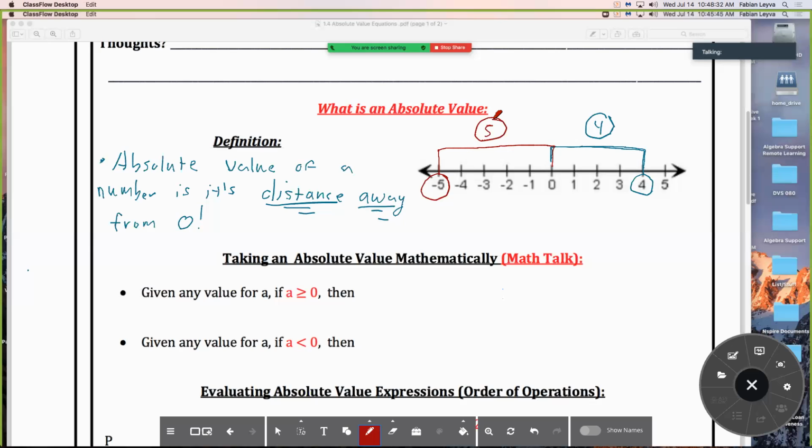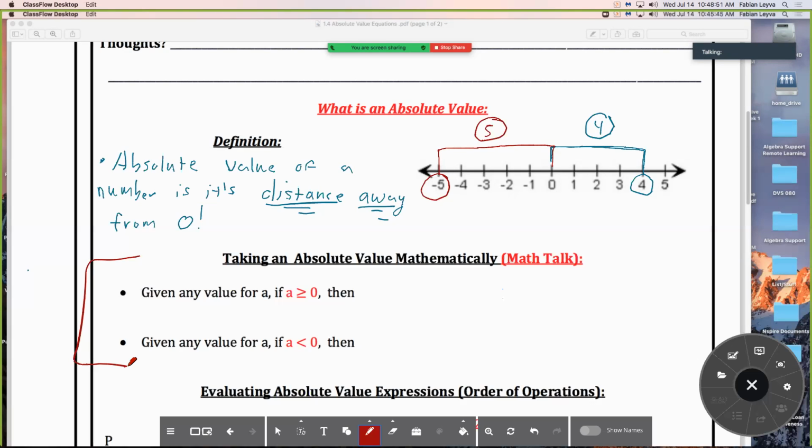So you'll notice here that the absolute value of negative 5 is just 5 because its distance away from 0 is 5. The absolute value of 4 is 4 because the distance away from 0 is 4. Now, especially when writing it down, you need a way to mathematically show it. And that is what we are going to do down here.